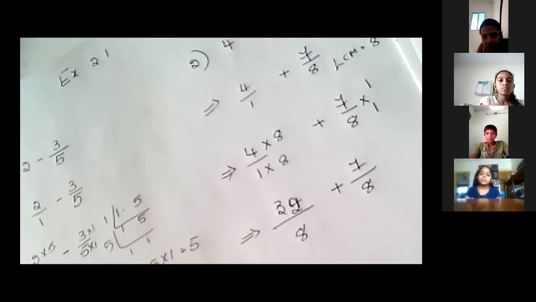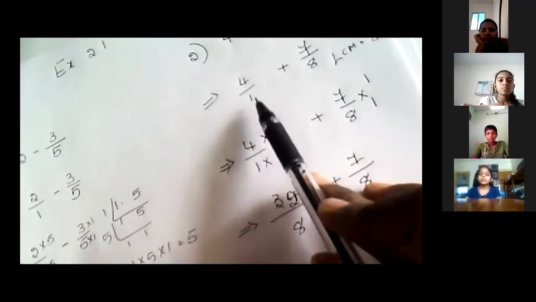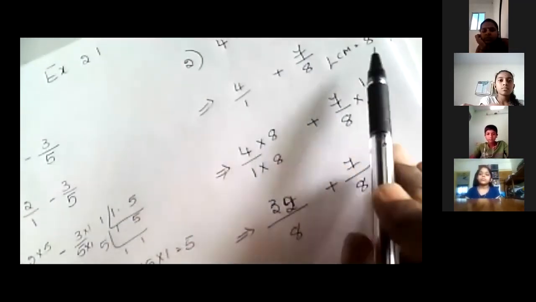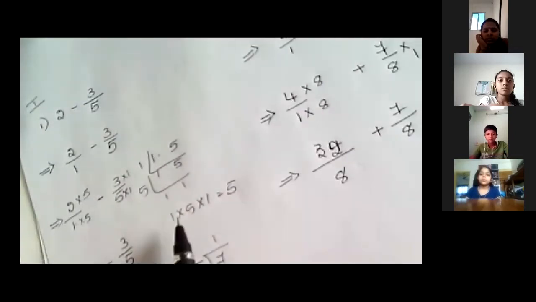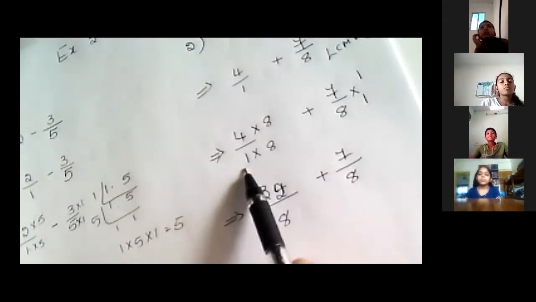So we have to find the sum of these numbers. Here they have given a plus sign. So see here, 4 upon 1 plus 7 upon 8. We have to take the LCM. LCM is 8. If you have a 1 here, then the same number is always our LCM. 8 ones are 8.